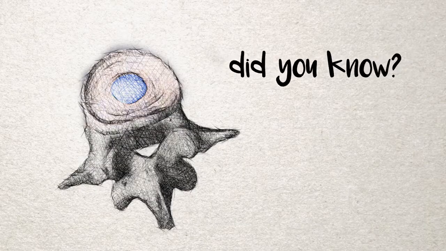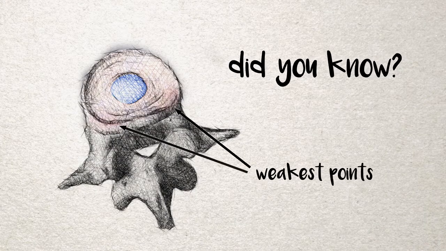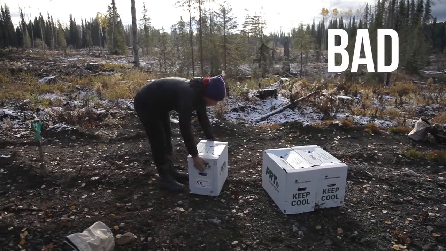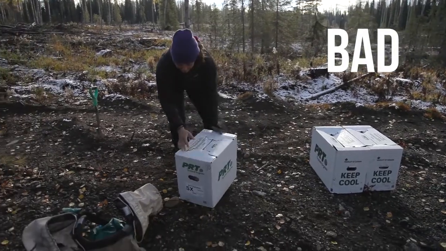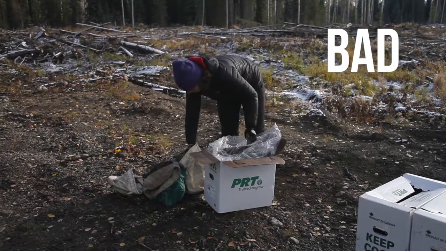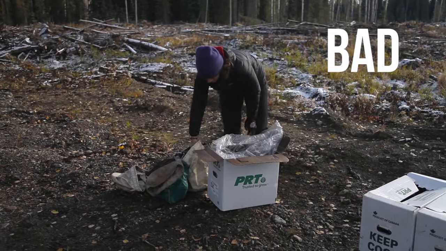Bagging up. Did you know the weakest part of the disc is at the back corner? This is why we are told not to bend and twist together. Bad. When handling boxes and bagging up, if you bend from the waist with straight legs and twist, you are increasing the risk of disc injury.